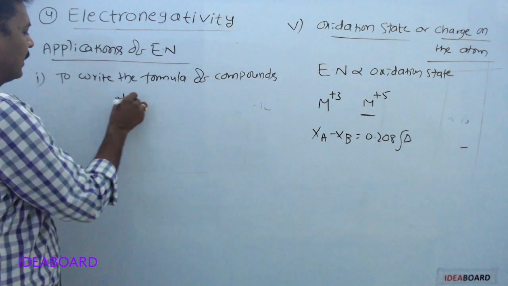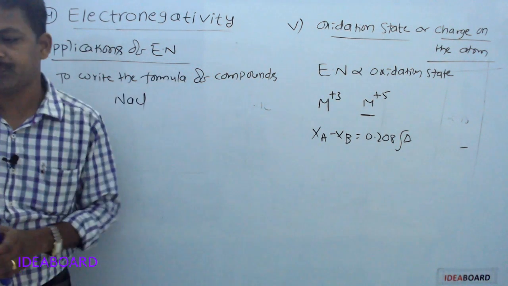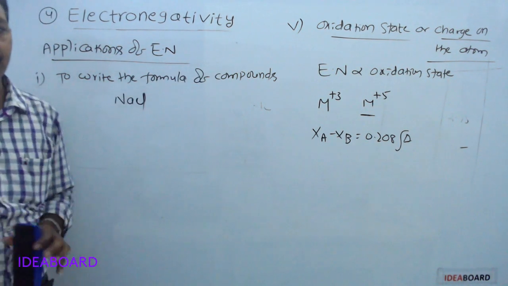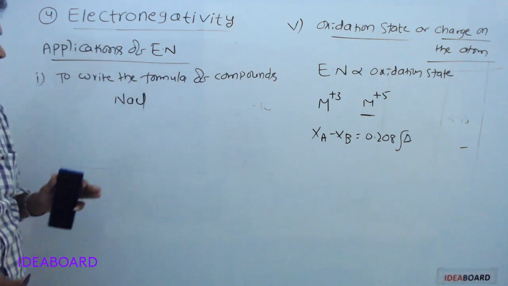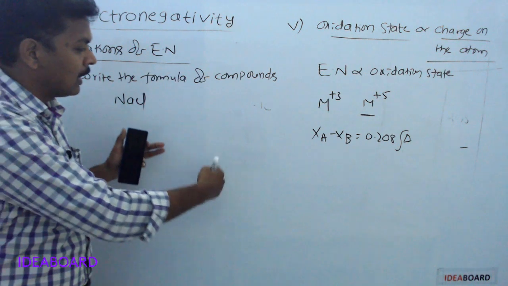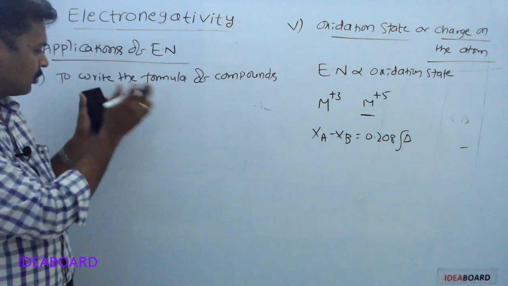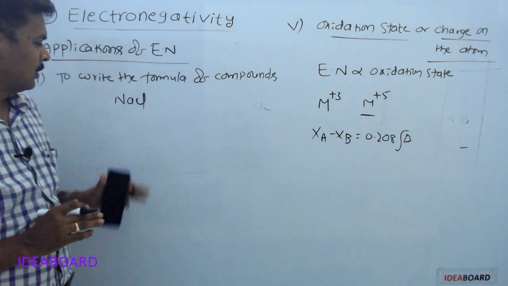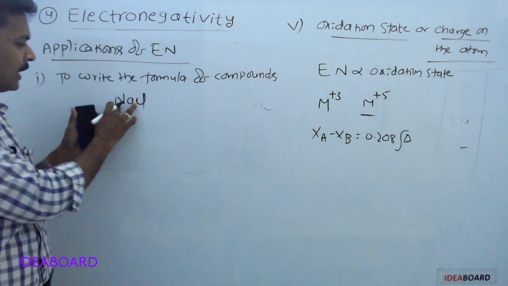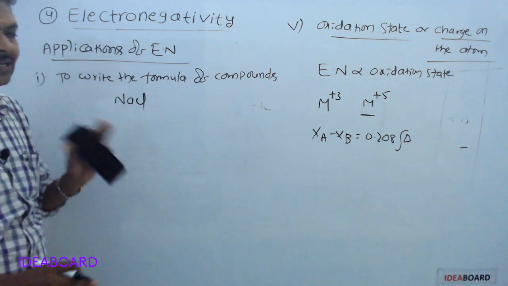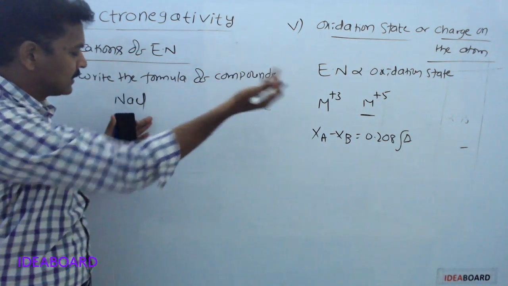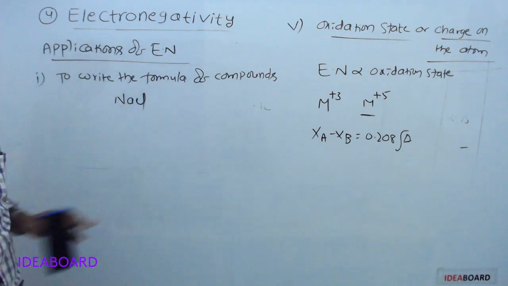If you take sodium chloride, NaCl, here chlorine is more electronegative, sodium is less electronegative. While writing formula, we should write the more electronegative atom on the right hand side, less electronegative atom on the left hand side. We should not write ClNa. It should be NaCl, sodium chloride, not chlorine sodium.